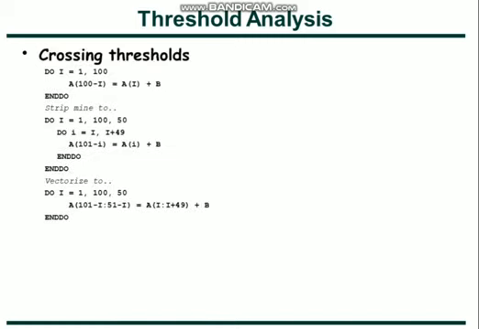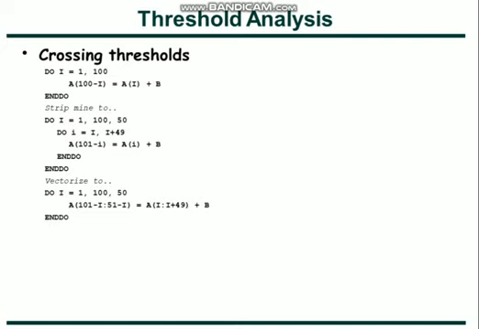Now take another example for threshold analysis, which is crossing thresholds. So you see this example for crossing threshold. Do I is equal to 1 to 100. Inside that you have the statement a of 100 minus I is equal to a of I plus b. So see carefully what kind of dependency is here.